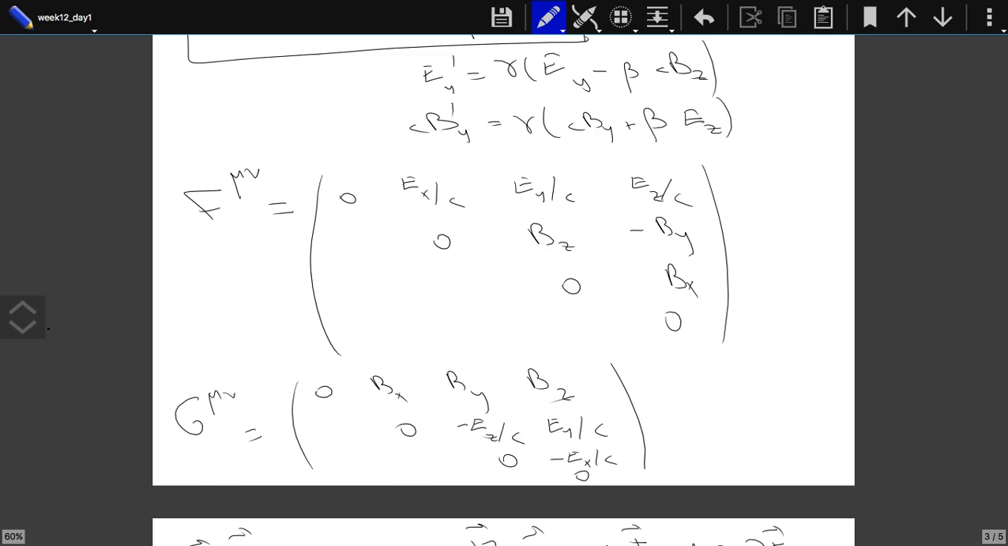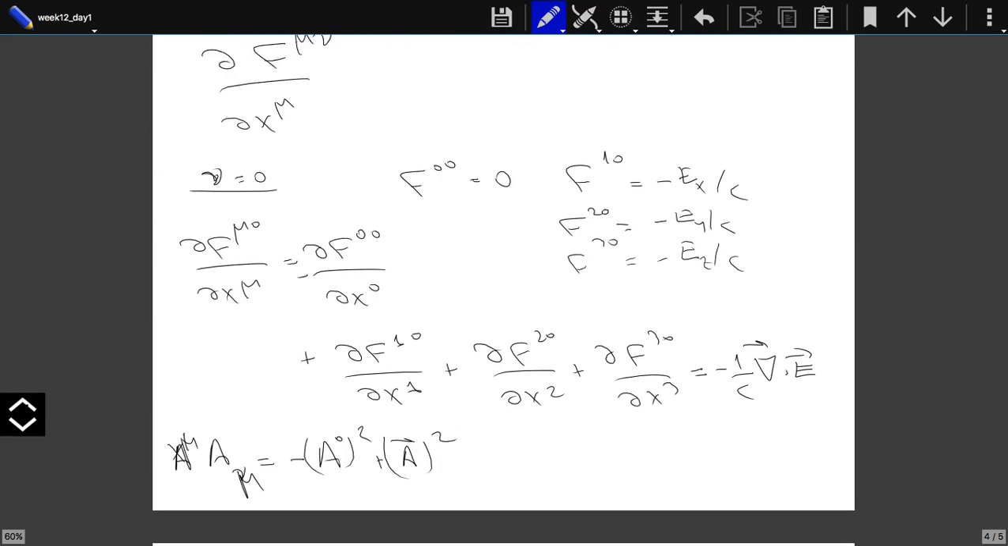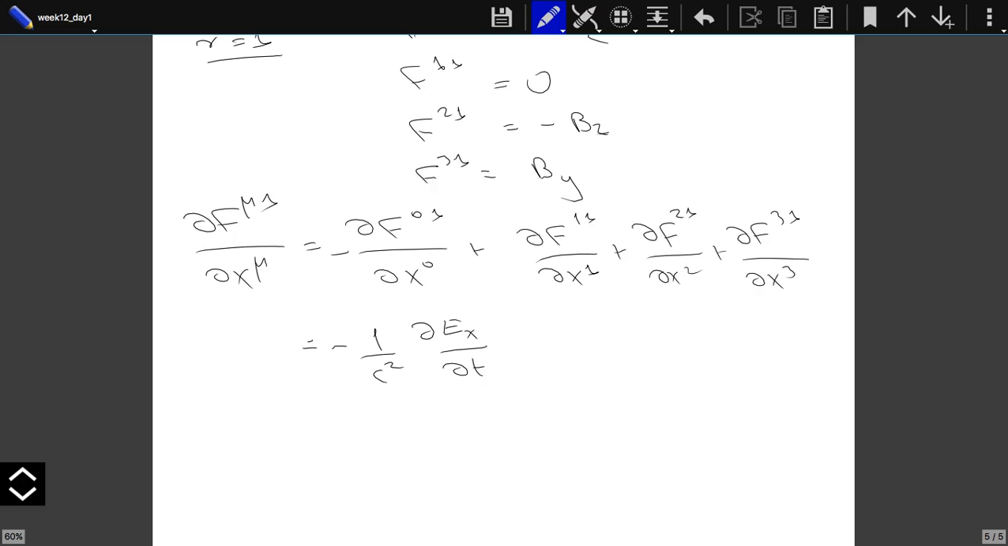Now this is just this term. F01 is Ex over c. I'm just taking its derivative with respect to x0, and this is what I obtain. F11 is 0. So the second term is 0. Well, F21 is Bz, x2 is y, F31 is By, and x3 is z, which is equal to minus mu0 epsilon0 dEx by dt plus the curl of B, the x component.